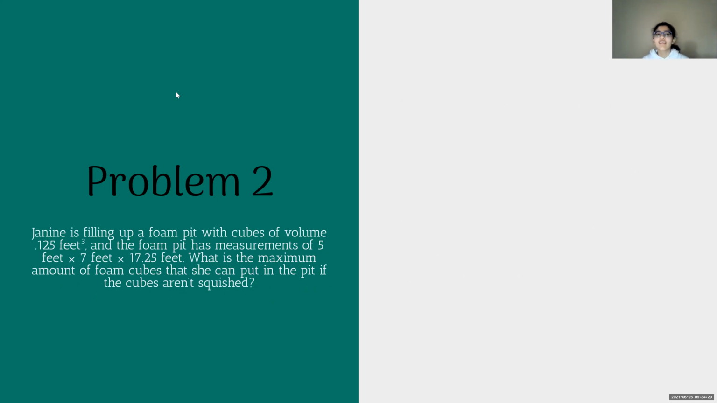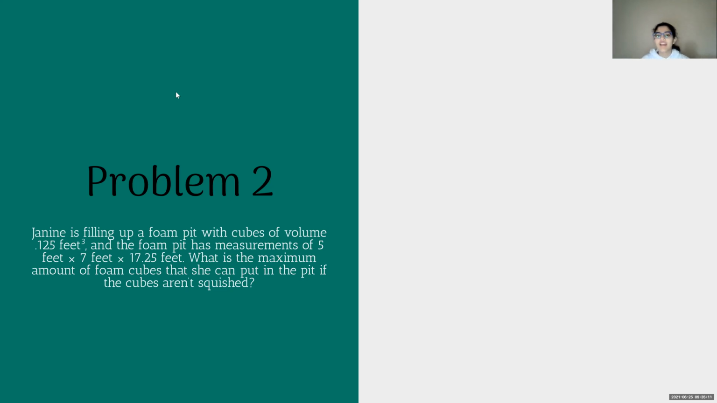Okay, so this is a question that a lot of people missed. Janine is filling up a foam pit with cubes of volume 0.125 feet cubed, and the foam pit has a measurement of 5 feet by 7 feet by 17.25 feet. What is the maximum amount of foam cubes that she can put in the pit if the cubes are not squished? In the chat, put your answer. I know a lot of you solved it in a way where you got the wrong answer, and it seems like the obvious way to solve it. However, that is not the way to solve it.